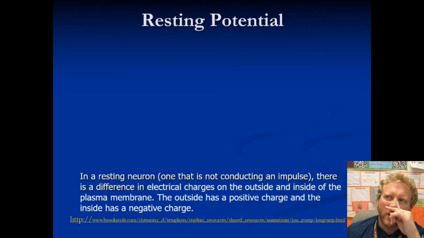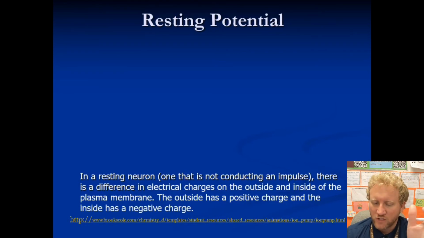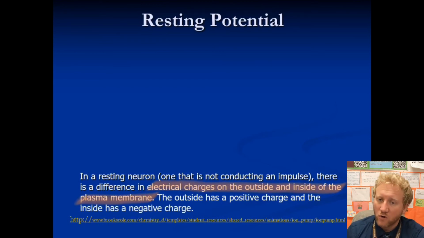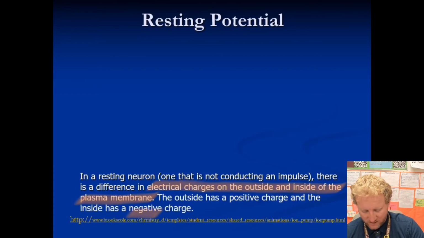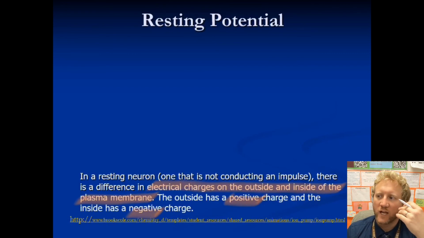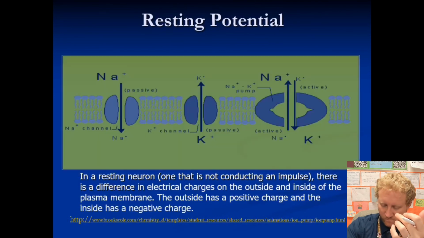Okay, so we're going to talk about this potential a lot. We're going to use this word a lot. What we're talking about is a difference in electrical charges between the outside and the inside of the membrane of the neuron. Inside the neuron, it's negative. Outside the neuron, it's positive. And so we end up with a resting potential. We're going to get a voltage because of those differences. We call it potential because it's the potential to have some sort of activity going on.